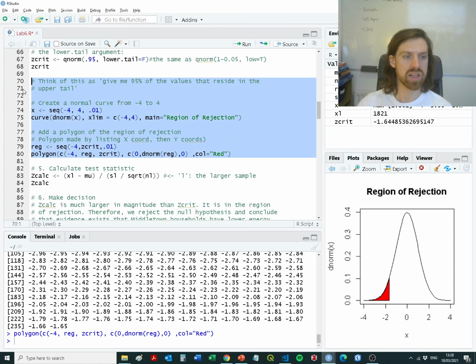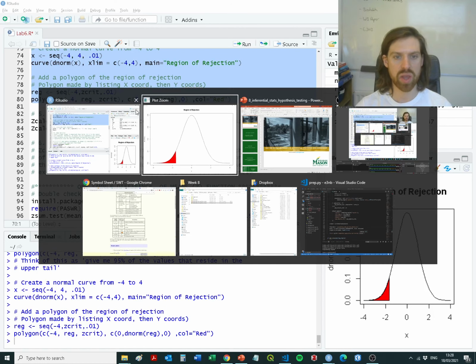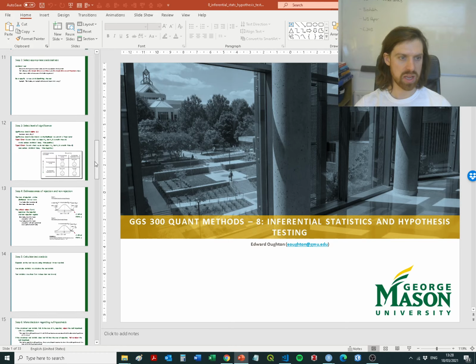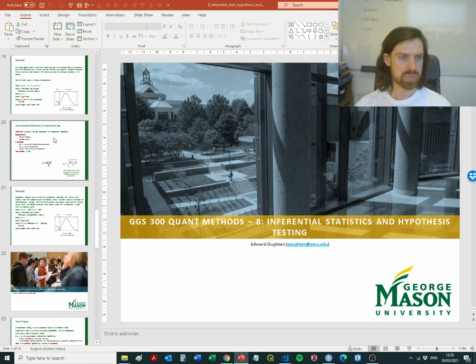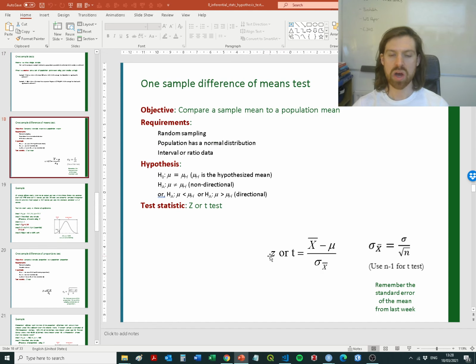We've completed this. Hopefully that's reasonably clear for you. Now I think what we've got to do is calculate the test statistic. Okay, so let me go into the actual slides. Here we go. So how do we calculate the Z statistic as we want to do here?